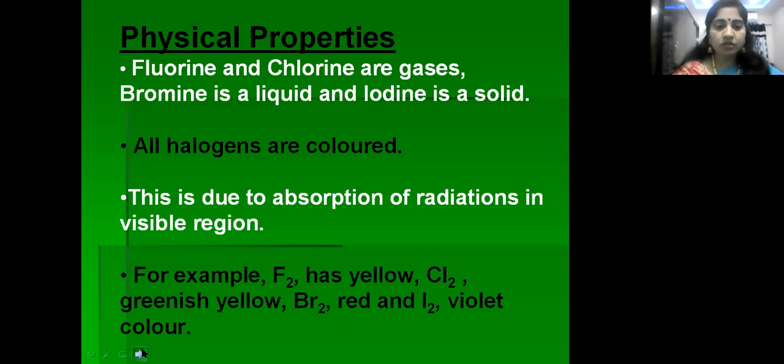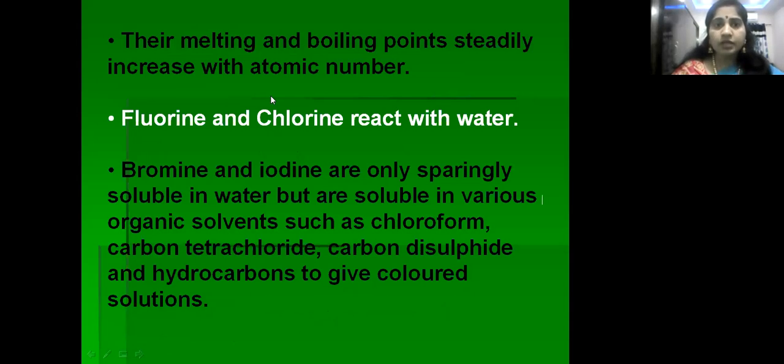Okay, right? Next, their melting and boiling points steadily increase with the atomic number. So top to bottom, what happens? Atomic number increases. As atomic number increases, atomic mass also increases. Because of that, melting and boiling points also increase from top to bottom.